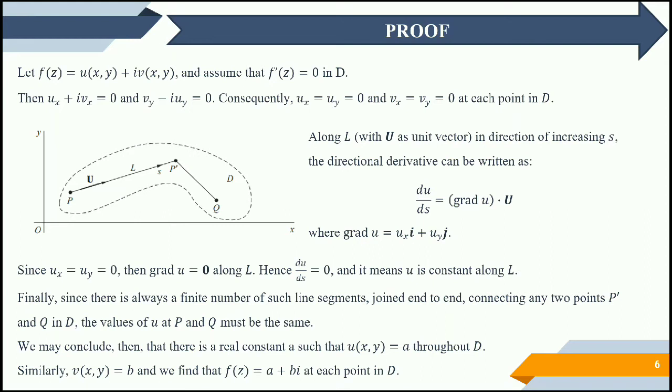Finally, since there is always a finite number of such line segments joined end to end, connecting any 2 points P and Q in the domain D, the values of u at P and Q must be the same. We may conclude then that there is a real constant a such that u(x,y) equals a throughout the domain D, and similarly we have v(x,y) equals b, and we find that f(z) equals a plus i b at each point in the domain D, which means that f(z) is a constant at each point in the domain D.